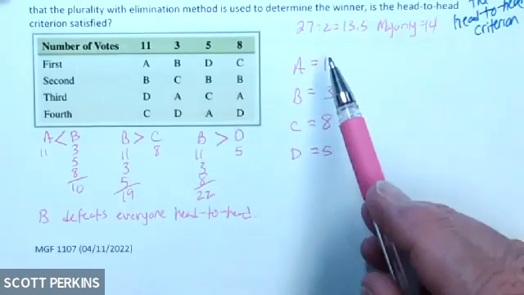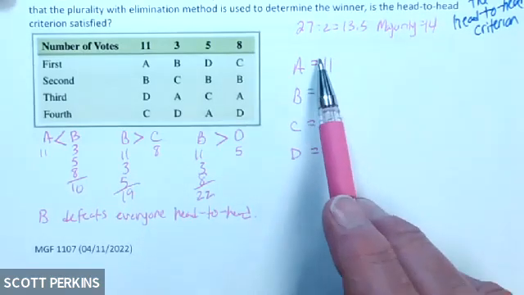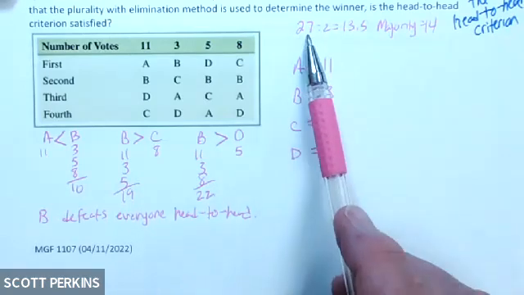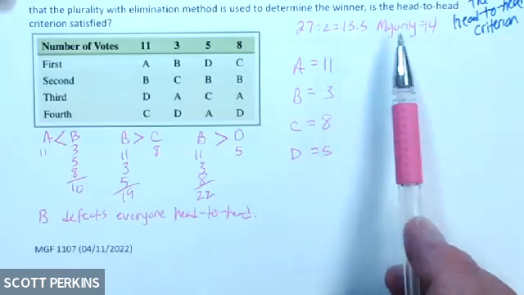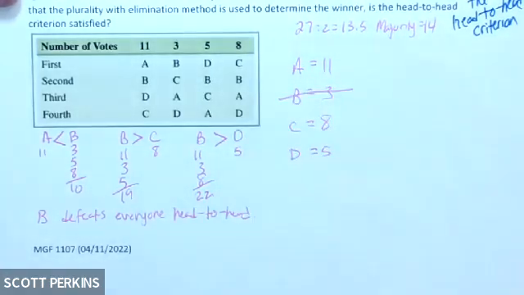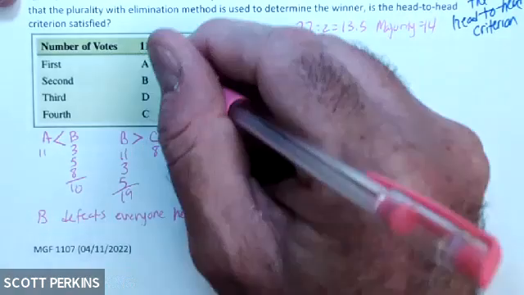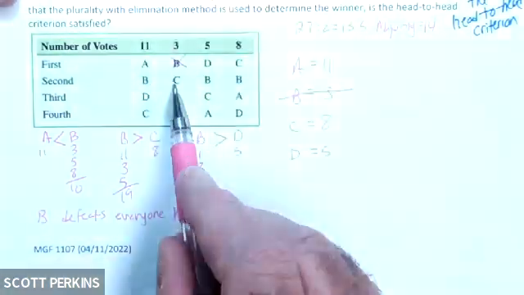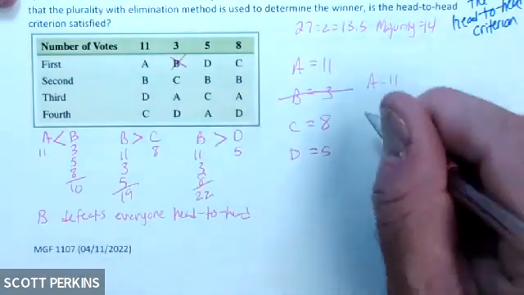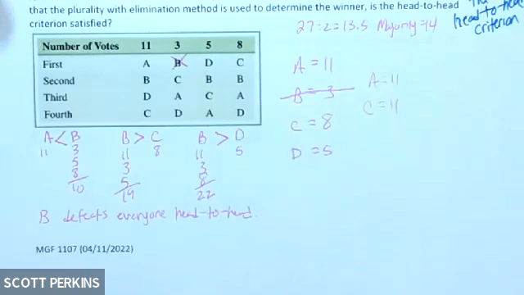Okay, so now here is my plurality with elimination. I've got my four vote getters. 27 divided by 2 is 13.5, so my majority is 14. No one got 14 votes, so I'm going to get rid of B's. And so B's votes are going to go to C now. So A stays at 11, C has jumped up to 11, and D stays at 5.